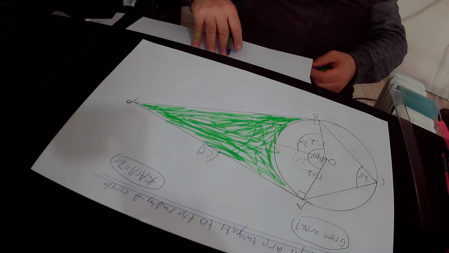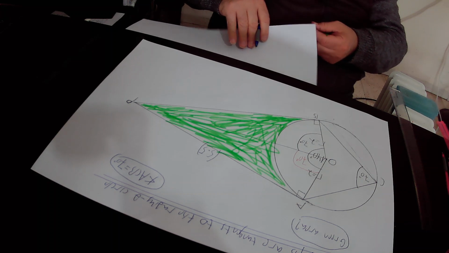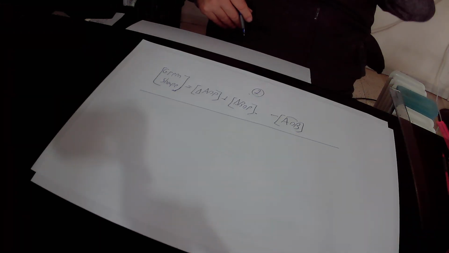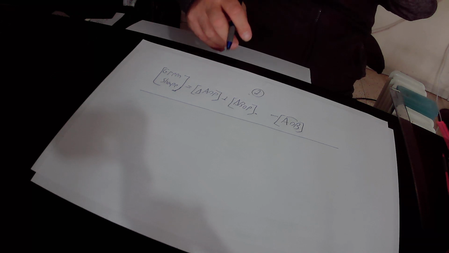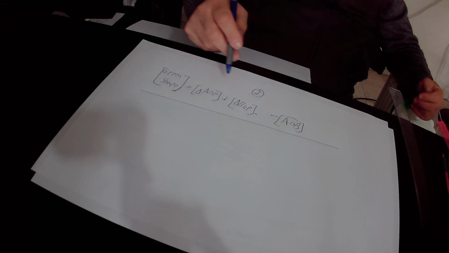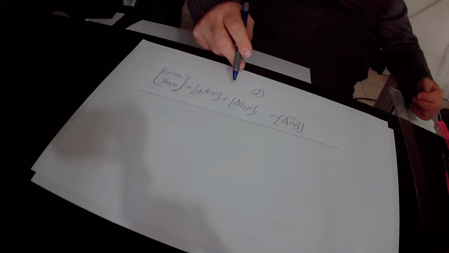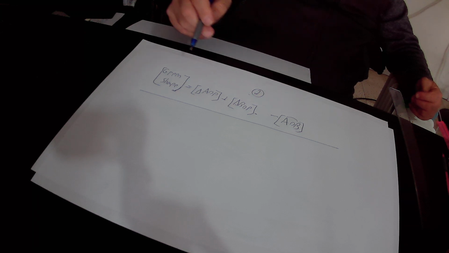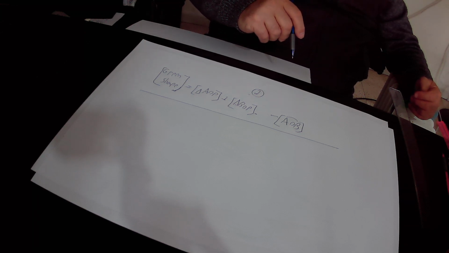Repeat again. From the drawing it is very easy to see that the area of the green shape in total equals the area of the right triangle AOP plus the area of triangle BOP. That will give us the area of quadrilateral AOBP, and then we have to subtract from the area of quadrilateral AOBP the area of sector AOB. This will give us exactly the area of the green shape.